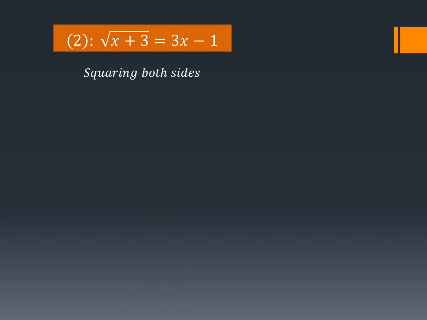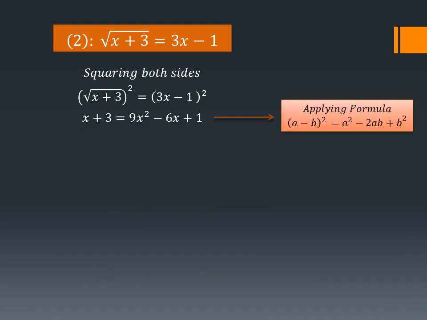So squaring both the sides, we will get the square of under root x plus 3 and the square of 3x minus 1. Simply we know that this square will get cancelled with the root, so the left side of the equation will become x plus 3. Talking about the right side of the equation, 3x minus 1 whole square. It means a minus b whole square, so we have to apply the formula here. In this equation, a is 3x and b is 1. So applying the formula of a minus b whole square, which is a square minus 2ab plus b square, we will get 9x square minus 6x plus 1.